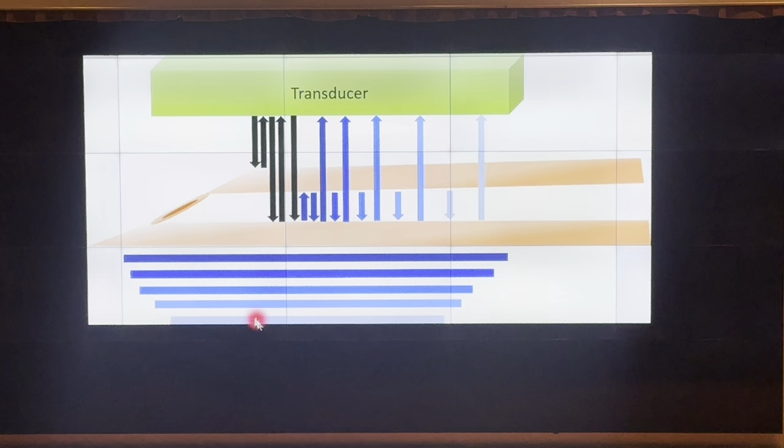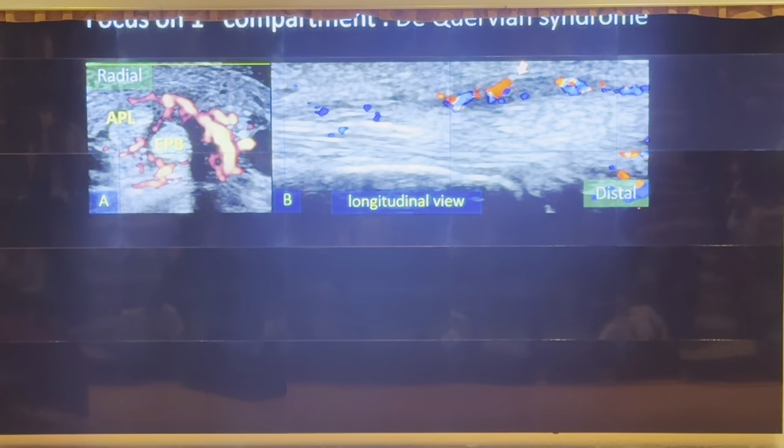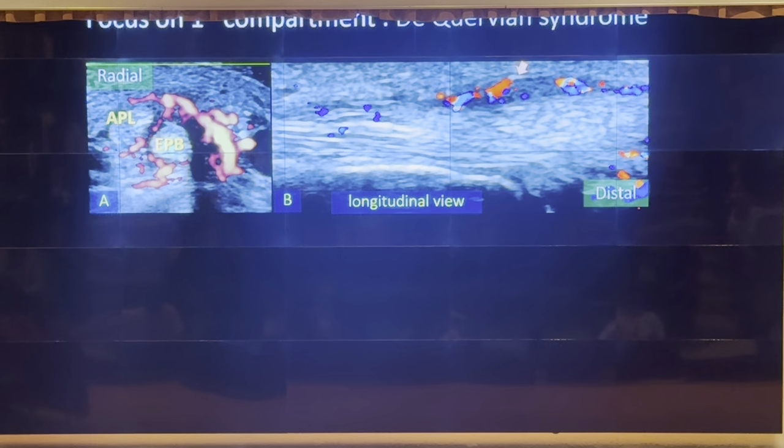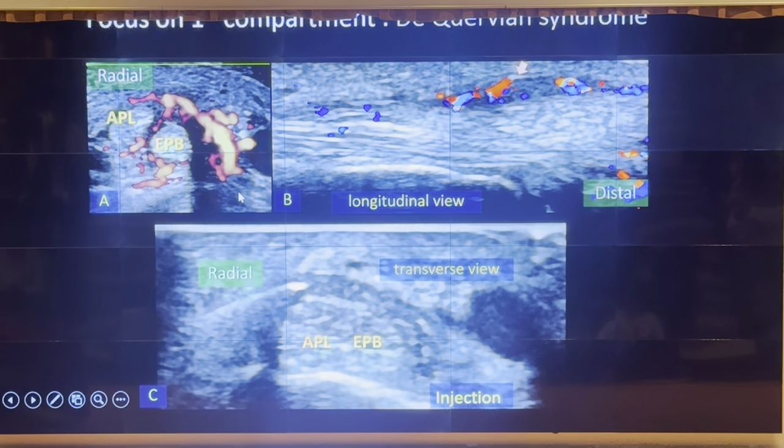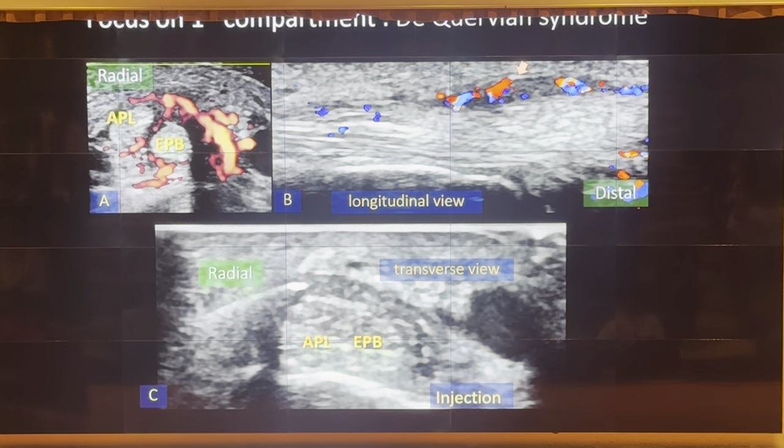So if you use the in-plane approach, you will see a hyperechoic needle, and posteriorly to the needle, you will find the so-called comet tail, the reverberation from the metal. So this is a target to find the needle. And as Professor Kevin mentioned before, the most important we will see maybe the de Quervain syndrome. So you can see the tendon sheath become swelling.